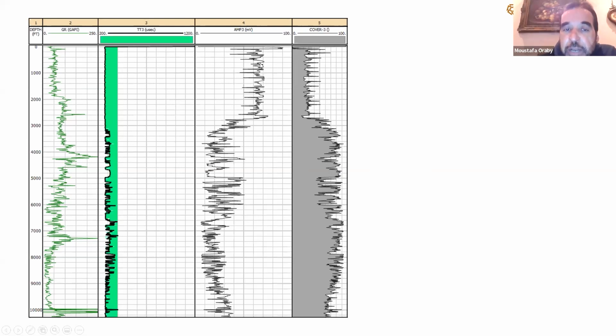So for the value of the amplitude, first of all, you need to look at the arrival time, make sure that the arrival time is from 200 to 400. Then you look at the amplitude. And if you have high amplitude, that's bad news. If you have low amplitude, that's good news.